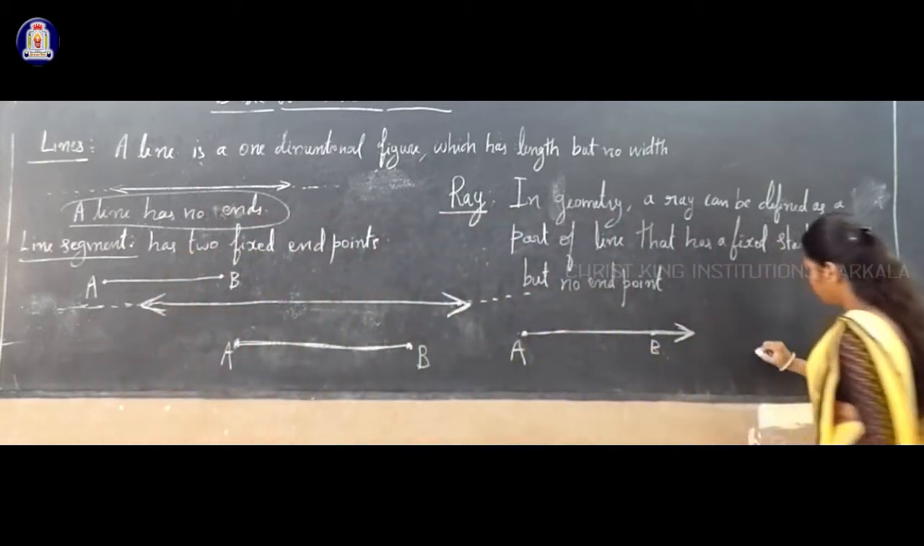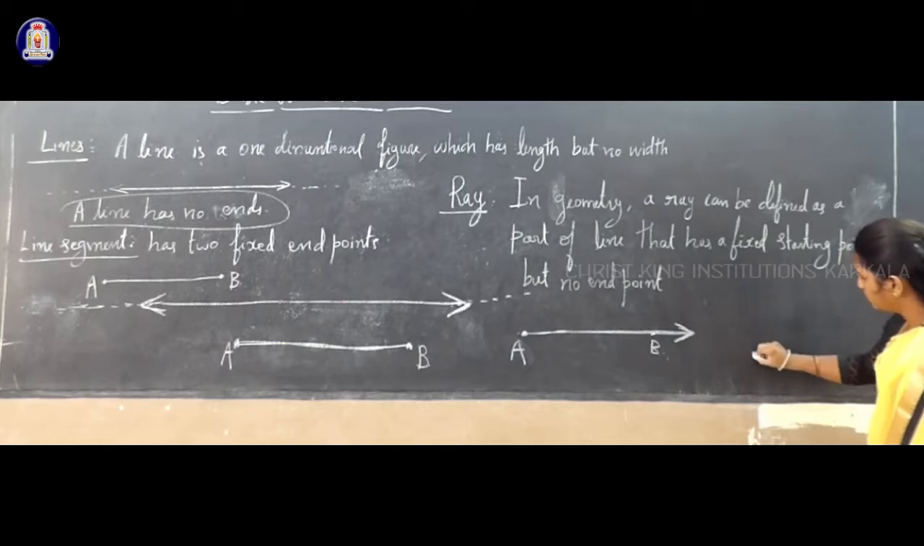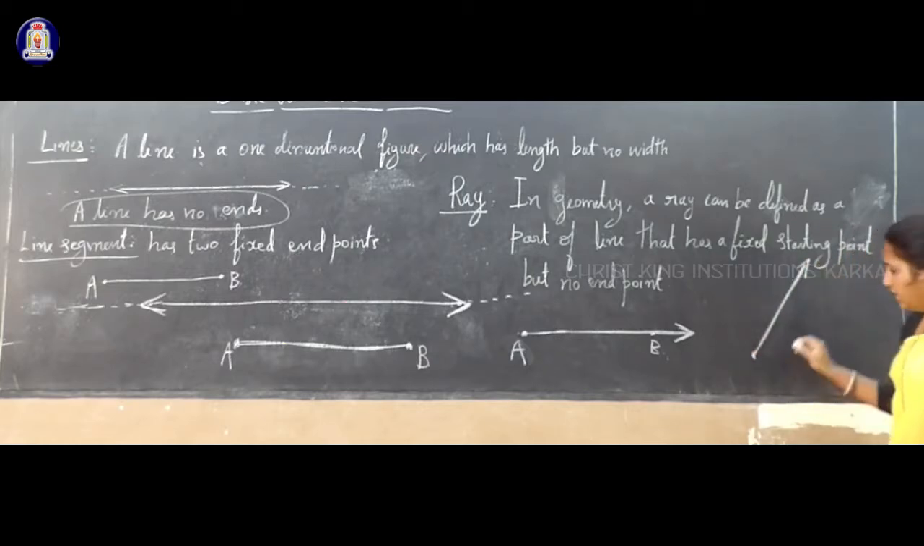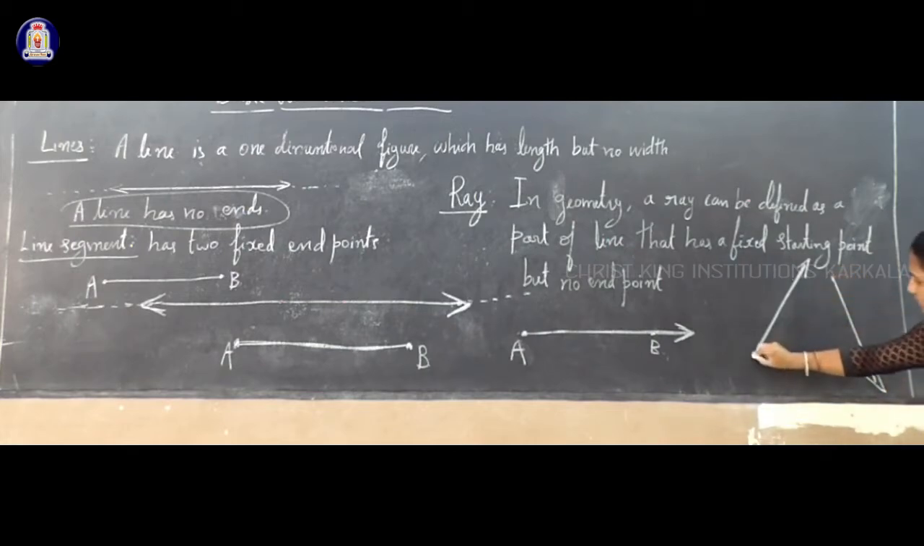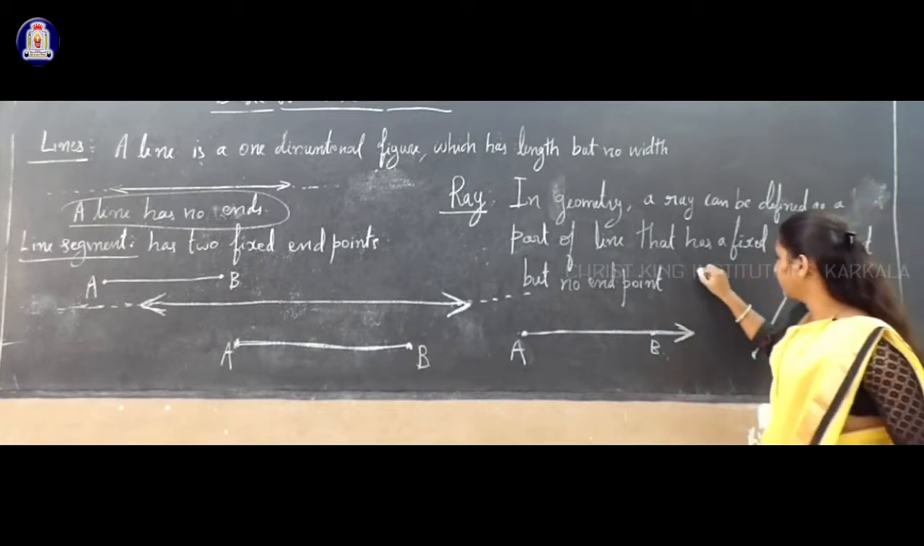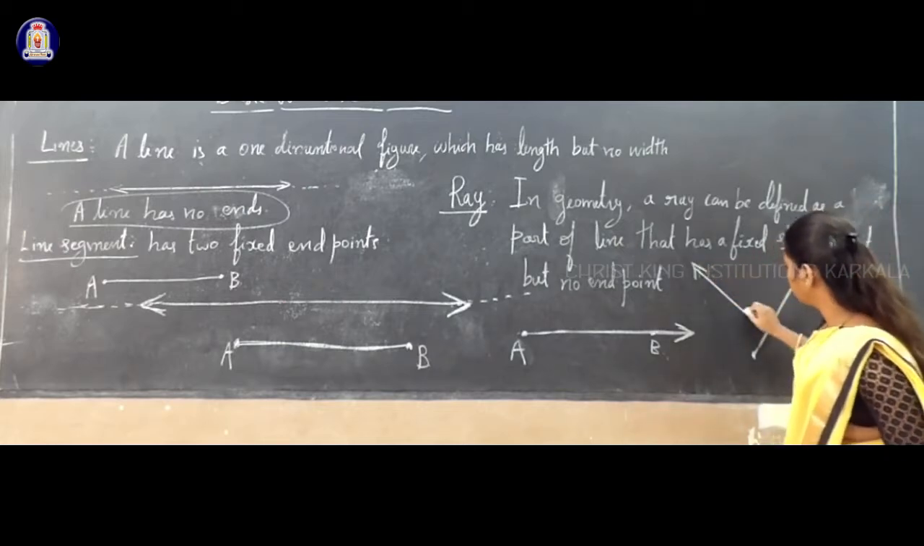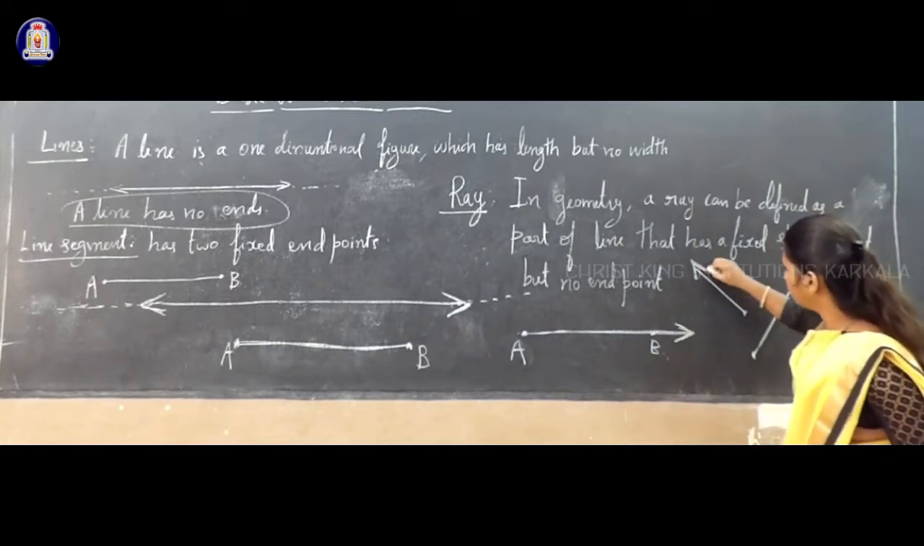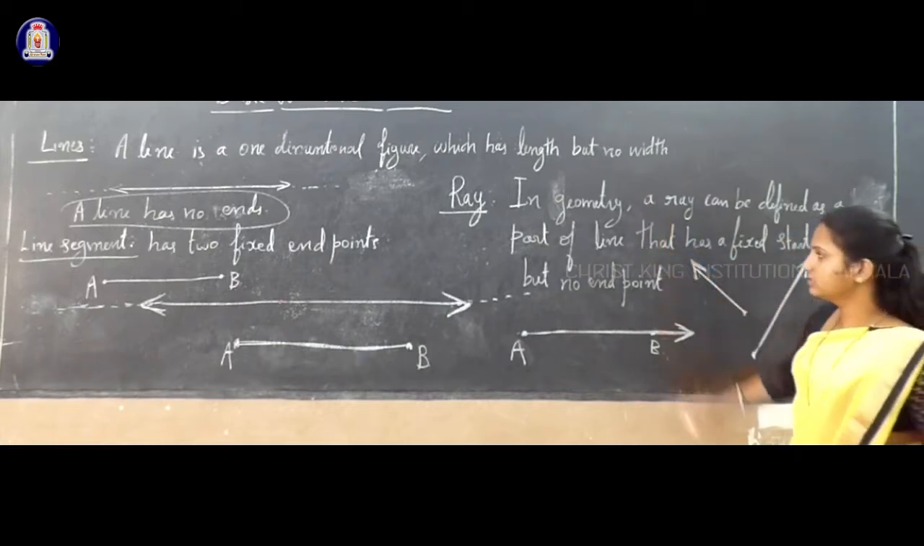If you start from here, and this is C, you can draw a ray. This is another ray. You can draw like this also, but the arrow mark shows it goes down, right? Here the ray goes up. Here we can consider like this also. This is the end point. Here we can extend this line. So this is a ray.